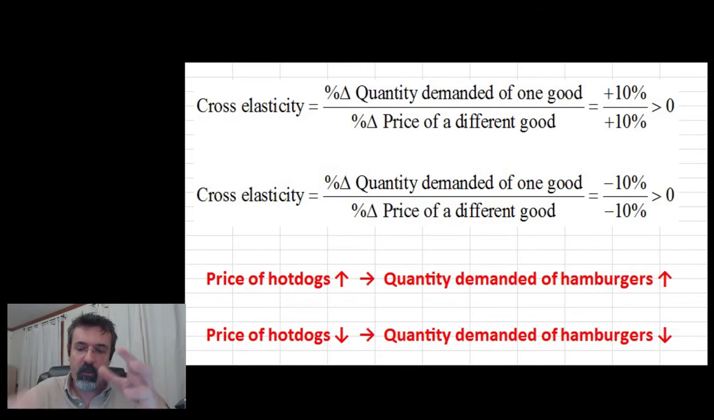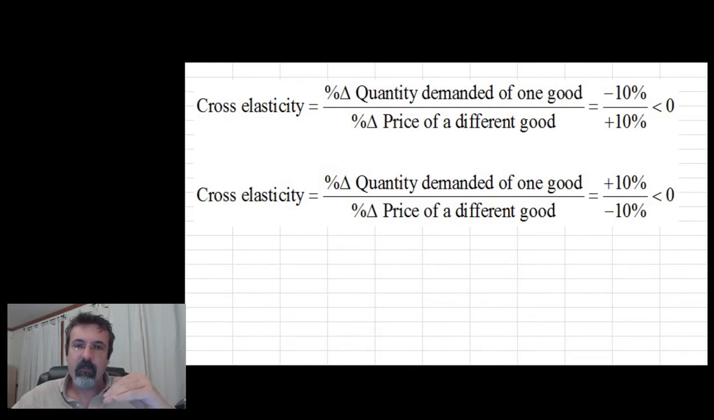Now think about what kind of products would do this. For example, if the price of hot dogs goes up, you'll buy fewer hot dogs and you'll switch to something else instead. All other things equal, you'll switch perhaps to hamburgers. So the price of hot dogs goes up, you buy fewer hot dogs, you buy more hamburgers instead. Your quantity demanded of hamburgers has gone up. Also, if the price of hot dogs drops, you buy more hot dogs, but because you're buying more hot dogs, you buy fewer hamburgers. So the quantity demanded of hamburgers goes down. So the price of the first good, hot dogs, is moving in the same direction as the quantity demanded of the second good, the hamburgers.